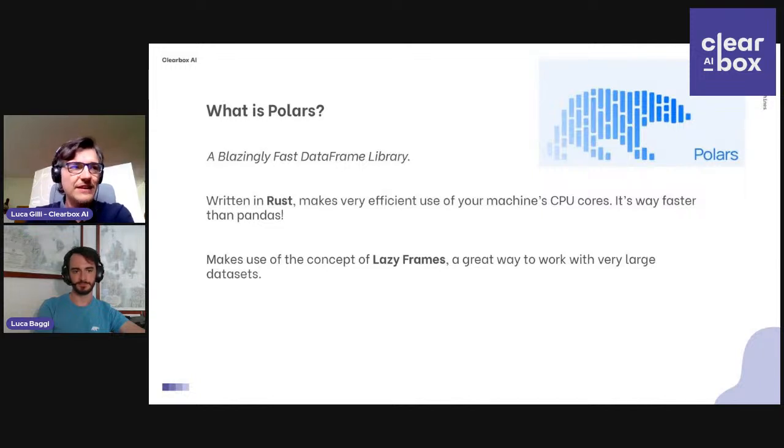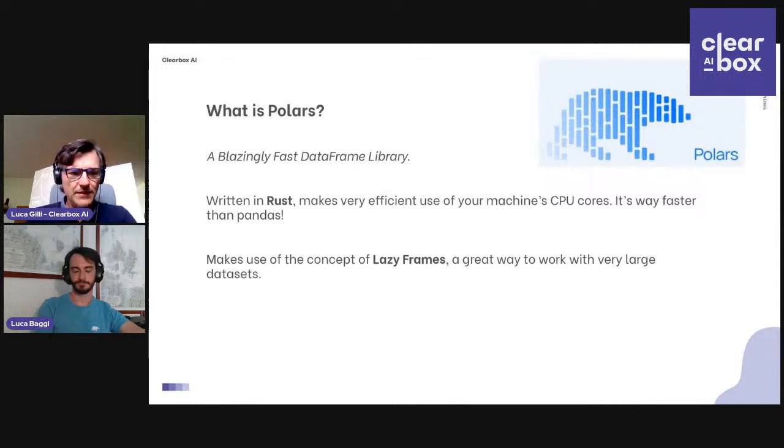And the main reason why it's so fast is that it's written in Rust, which is another up-and-coming programming language that allows to make use of computational resources very efficiently. So if you are working on a single machine, it allows you to use all the CPUs, all the parallel cores of this machine very efficiently. And it also makes use of a very interesting concept, which is the concept of lazy frames.